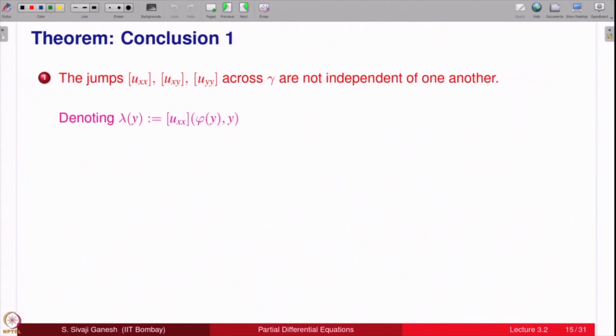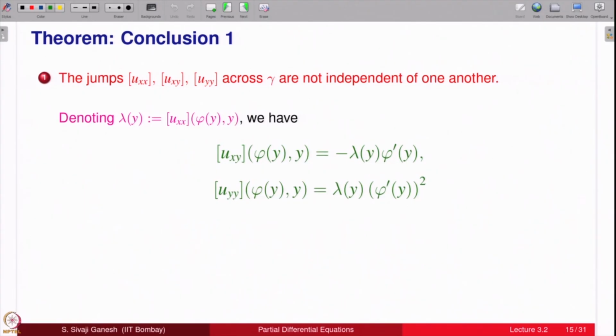So, let us denote lambda y as the jump in uxx at a point on gamma. A point on gamma looks like phi y comma y. Then this is the result: the jump in uxy is in terms of lambda y and phi dash, and the jump in uyy is lambda into phi dash square. We are going to prove this. So, they are related.